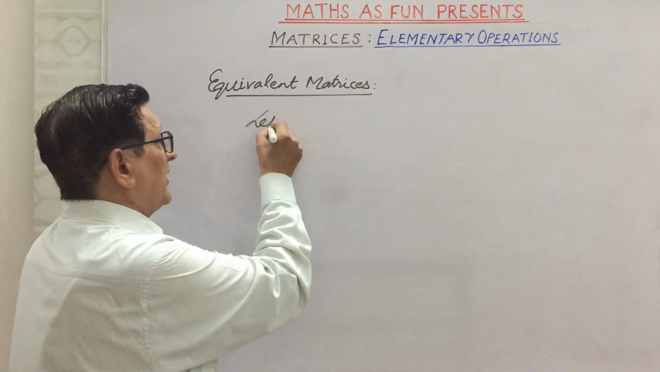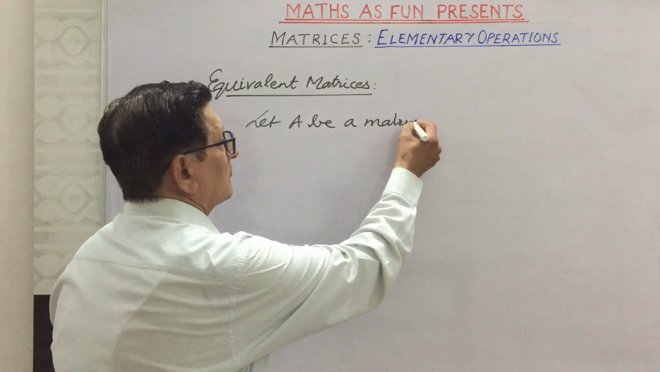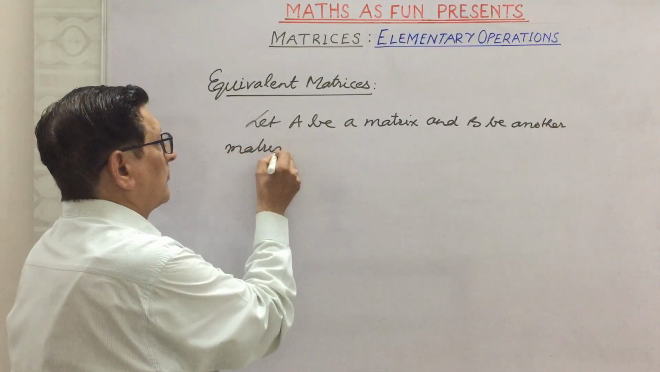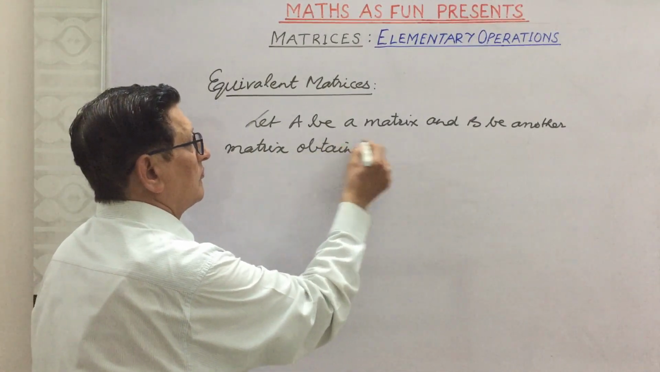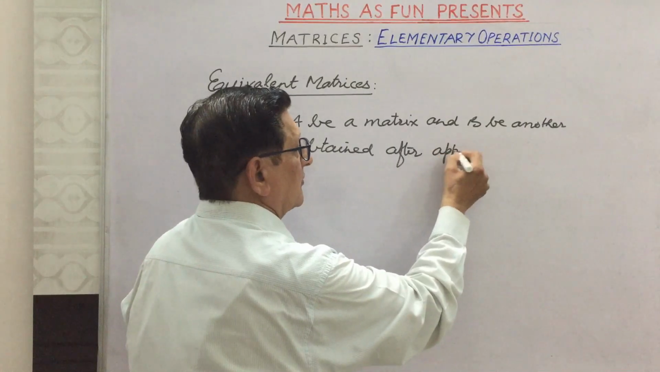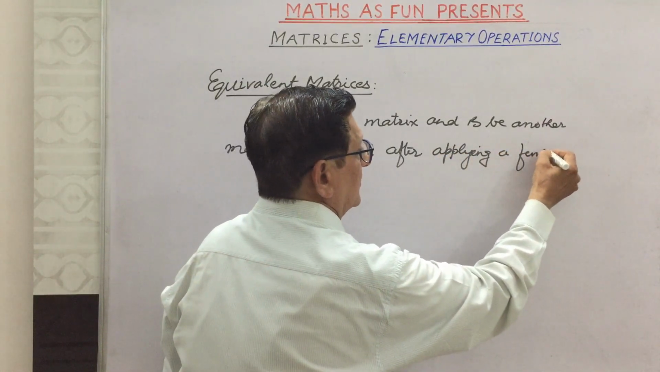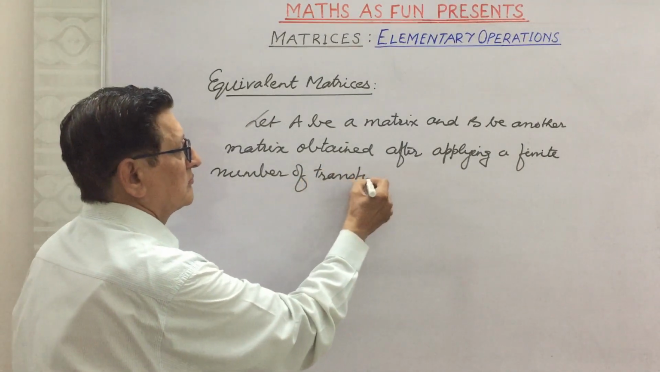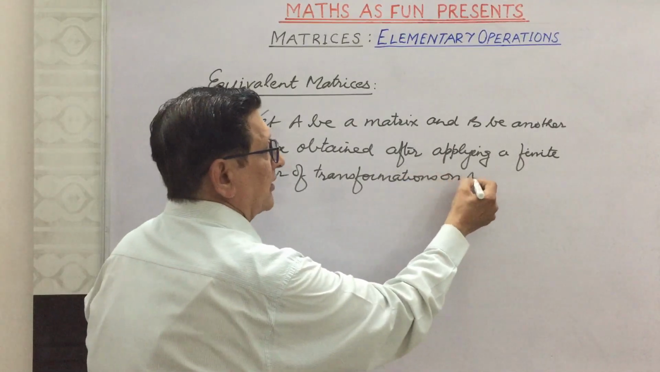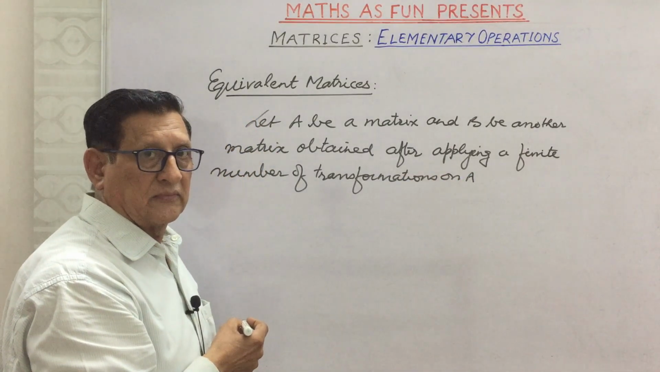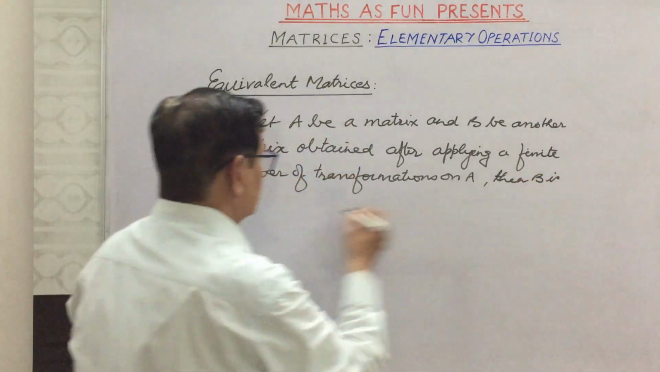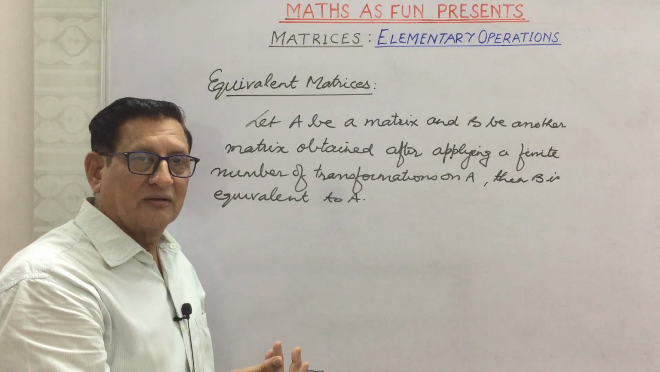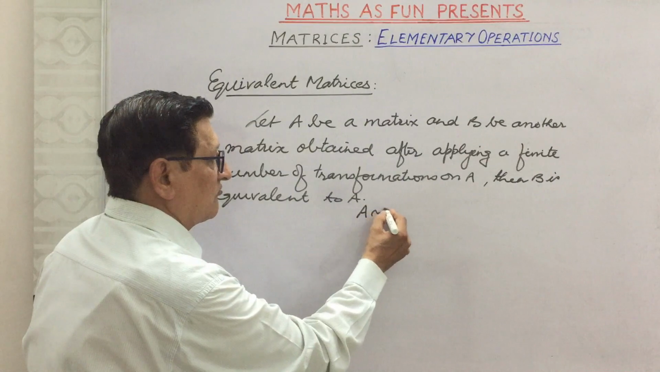So we can say let A be a matrix and B be another matrix obtained after applying a finite number of transformations on A. Then B is equivalent to A and also A is equivalent to B. The representation of them is A is equivalent to B.